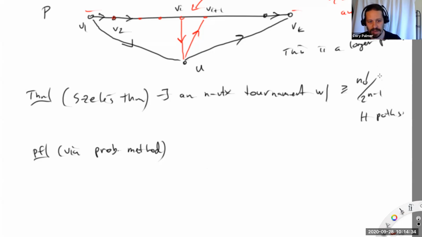And the expectation is the average. So it means on average, tournaments have this many Hamiltonian paths. If this is the average number of Hamiltonian paths in a tournament, then there exists some tournament with at least this many, right? They can't all manage to be below the average, otherwise that's not the average, okay? So it's just an averaging argument as well, but we can use probability to set it up very nicely.